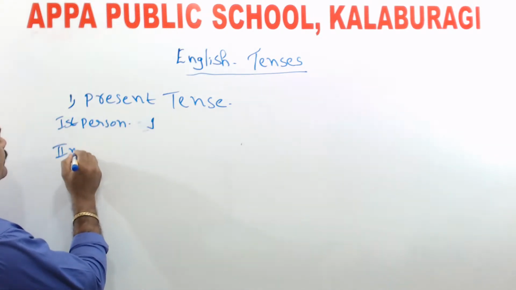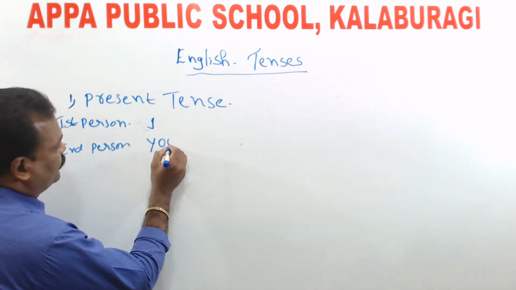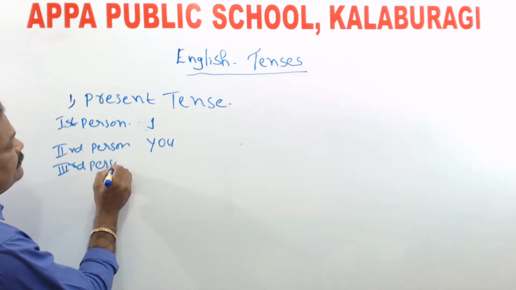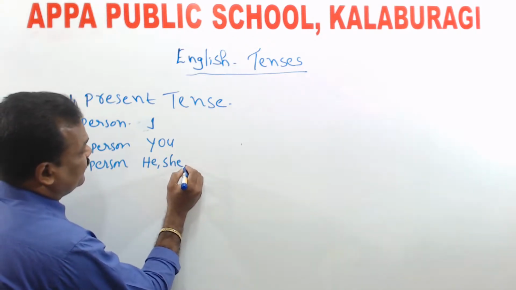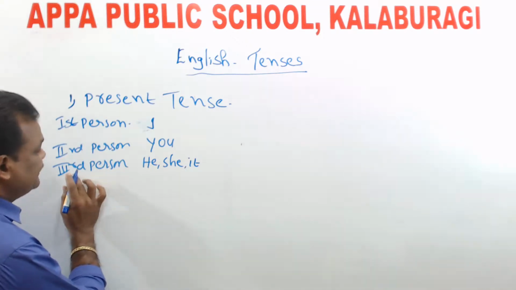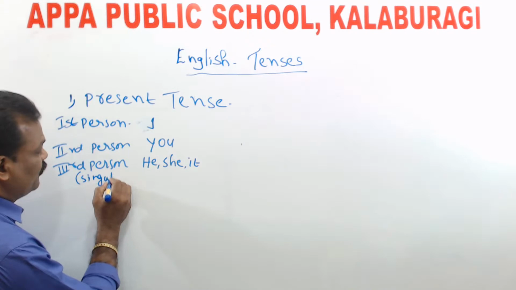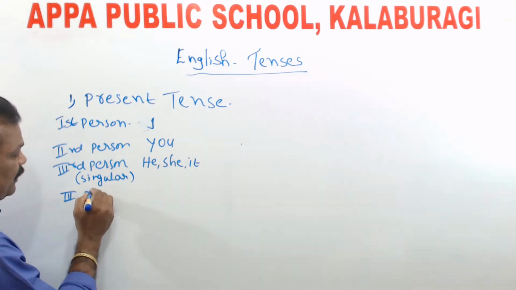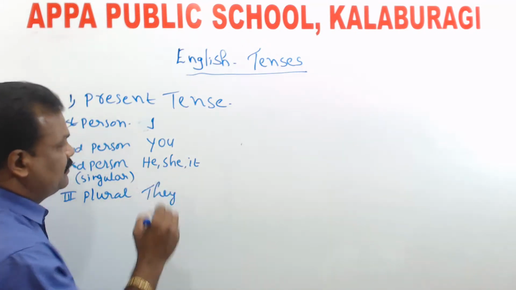What is second person? You. Third person, we have three: he, she, it. And this is third person singular. Always this will remain singular. Then in third person we have plural also. What is third person plural? They. So this is how it comes.